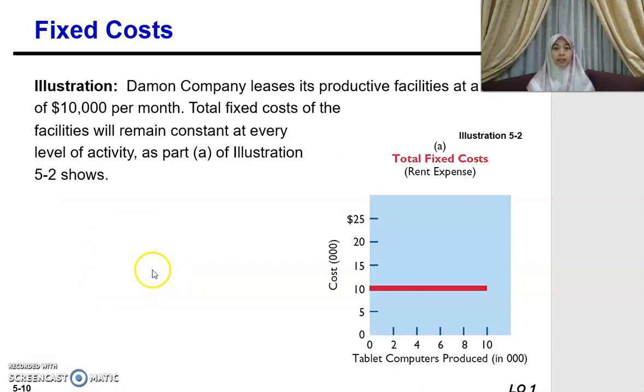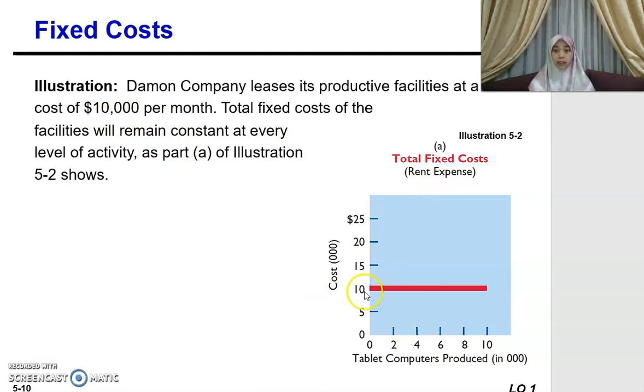For example, Diamond Company leases its productive facilities at a cost of 10,000 ringgit per month. The total fixed cost of the facilities will remain constant at every level of activity. If it remains constant, that is your fixed cost. The total fixed cost is 10,000 ringgit per month.